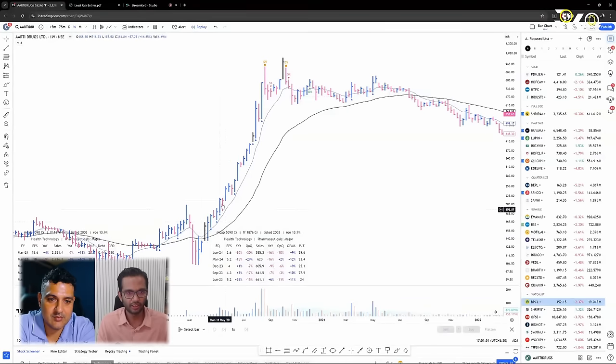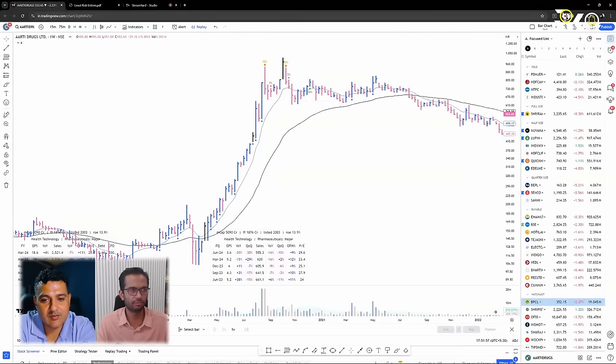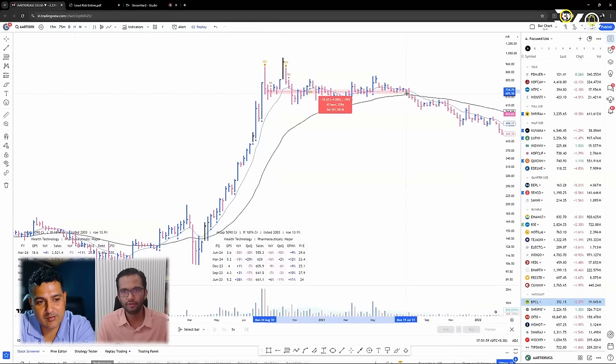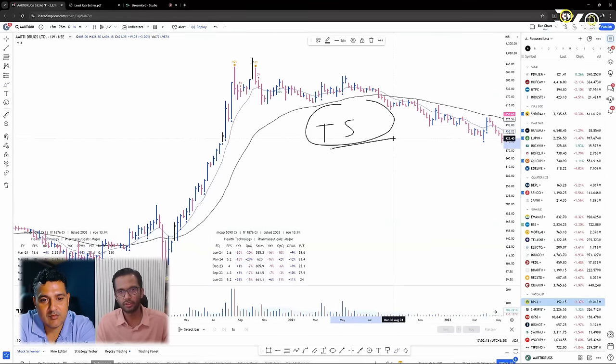So if you look here, Aarti Drugs moved up almost 4x. I think, if I correctly remember, it was approximately 5x. And after that, for weeks and weeks, it did nothing. So it was a 1 year time span. So the whole essence of compounding in minimal time is to be in stocks that are in an uptrend. And after you see the consolidation period is going long, now how do you decide that?